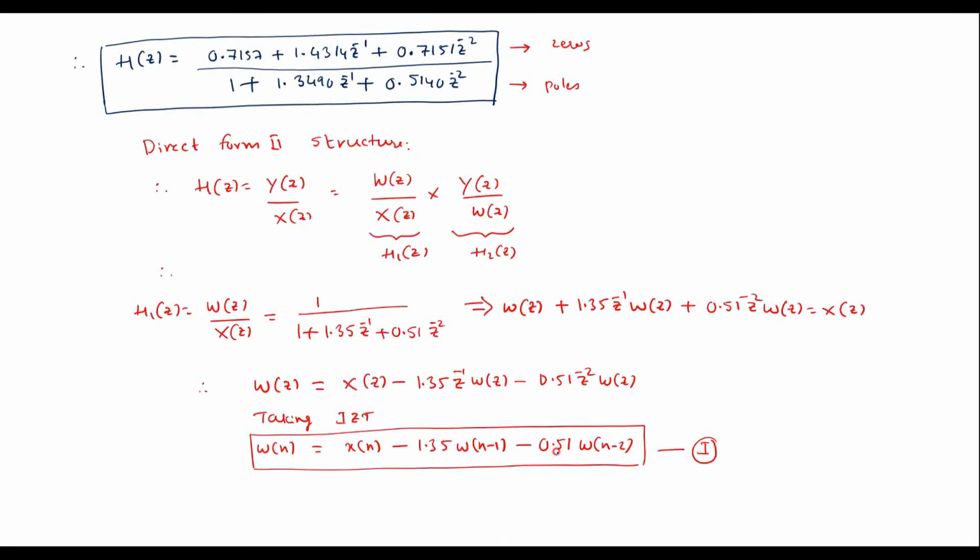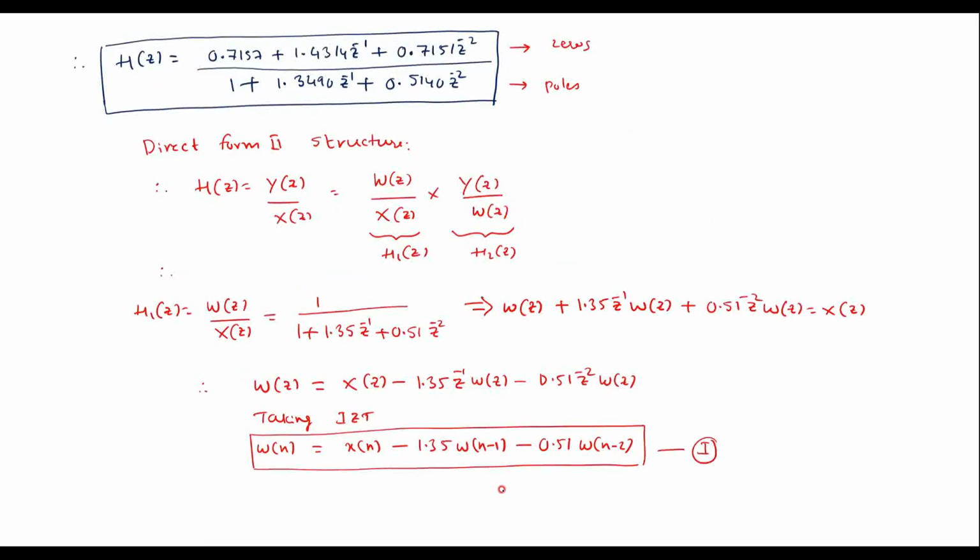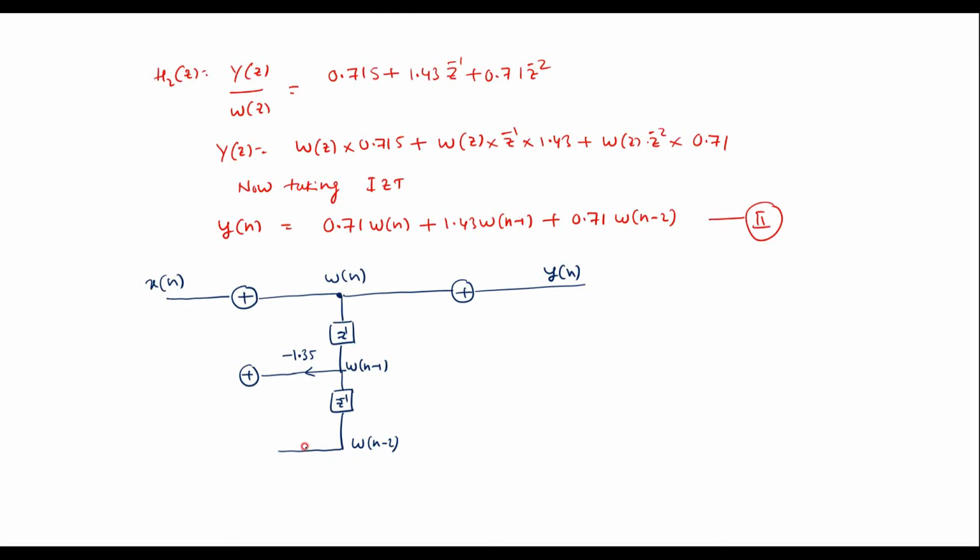It should be added with another delay element, as there is w(n minus 2). Pass it through this another delay element. The output of this is w(n minus 2). It should be multiplied with minus 0.51, that is, this is minus 0.51.